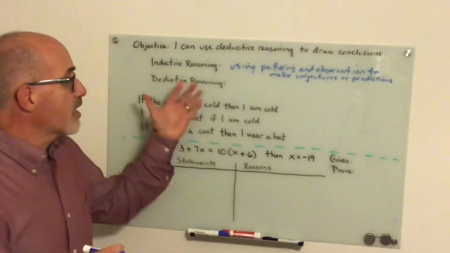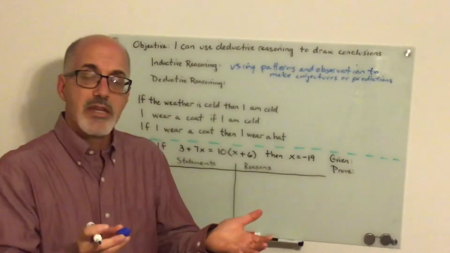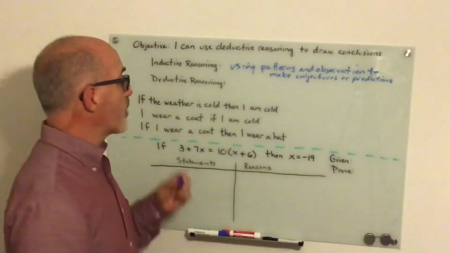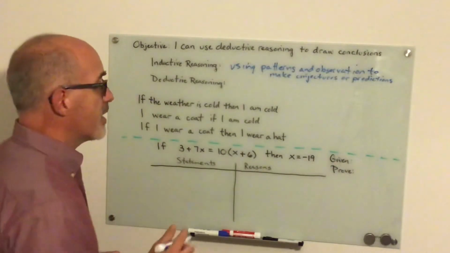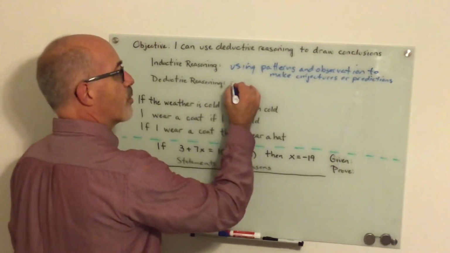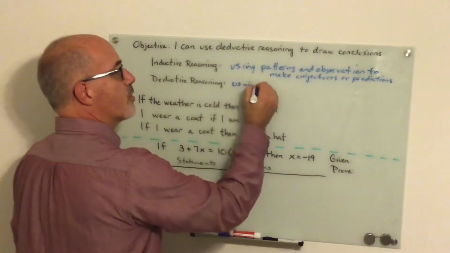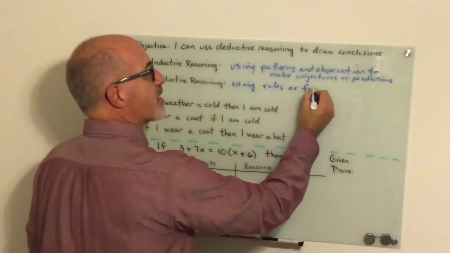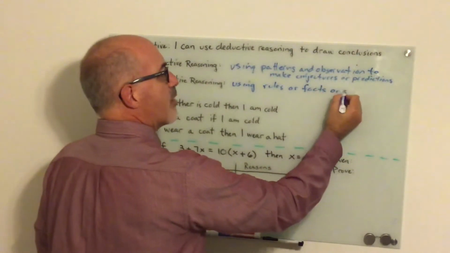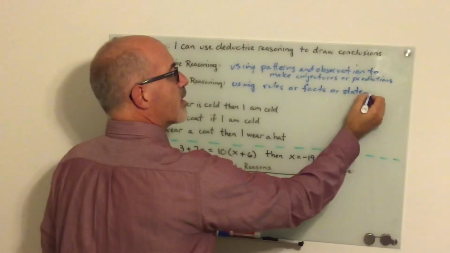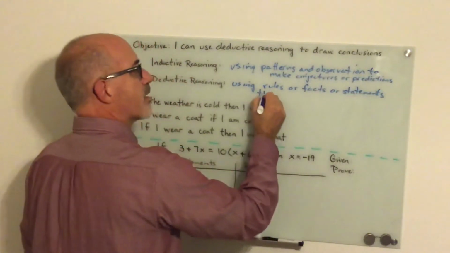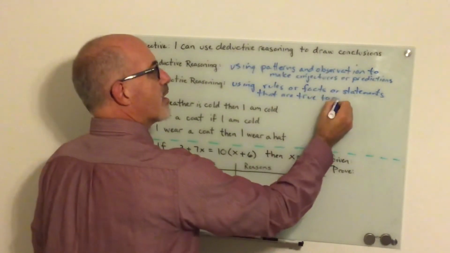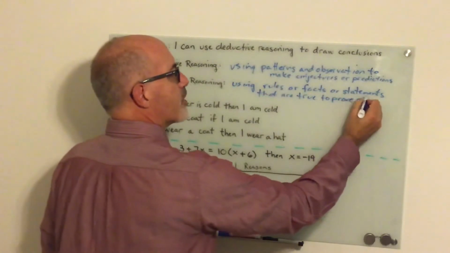So the inductive reasoning leads us to make a statement, but oftentimes we have to then prove that statement true or not. So that's when deductive reasoning comes in. Deductive reasoning is when we're using rules or facts or statements that are true to prove other statements true.